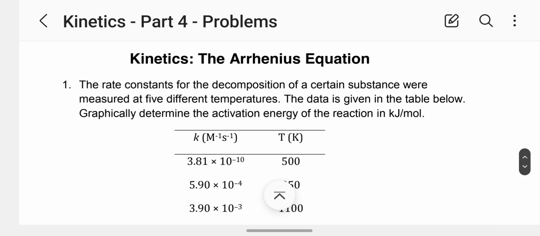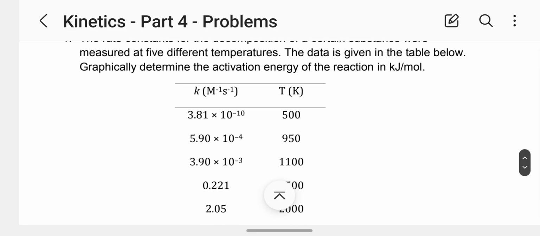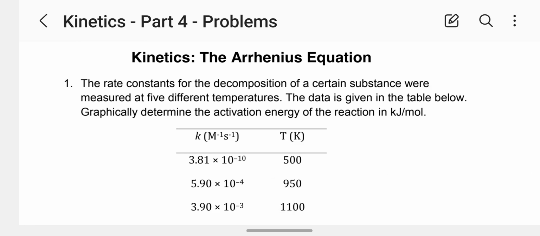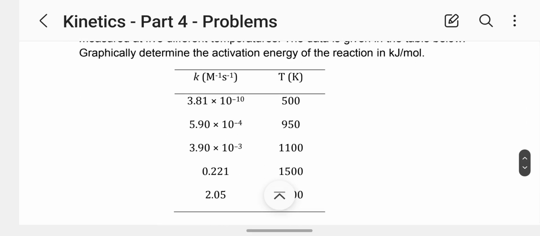Alright, now relating kinetics to the Arrhenius equation. The rate constant for the decomposition of a certain substance, which may be acid or base or any species, was measured at 5 different temperatures. The data is given in the table below. Graphically determine the activation energy of the reaction in kilojoule per mole. So relating the concept of kinetics or chemical equilibrium according to the Arrhenius equation. Different substances decompose at different temperatures and their rate constants are being measured, but the data is given in the table below.